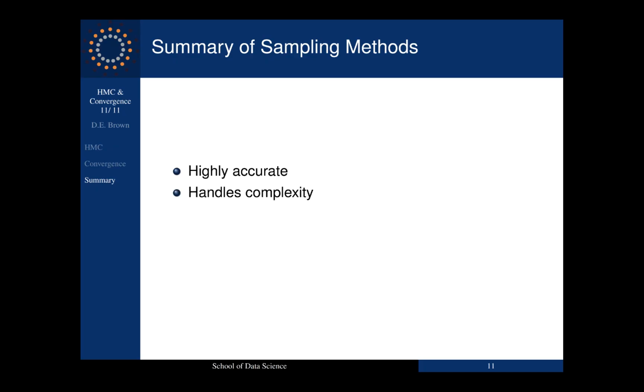It also, as indicated, will handle the complexity of these difficult probability distributions. The problem is that it's slow. And the result of being slow is that it doesn't scale well to really big data problems. And that's an issue. So we've got good accuracy, ability to handle complexity, but unfortunately it's slow and it doesn't scale as well.